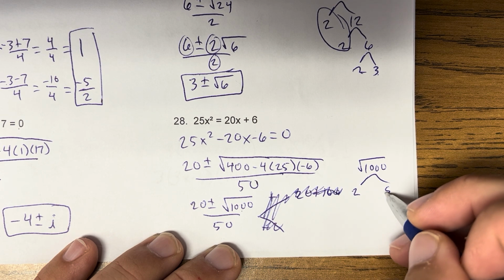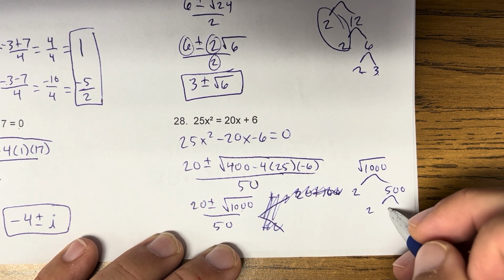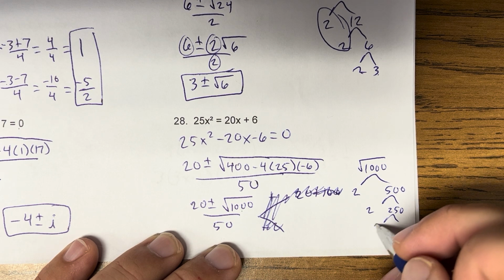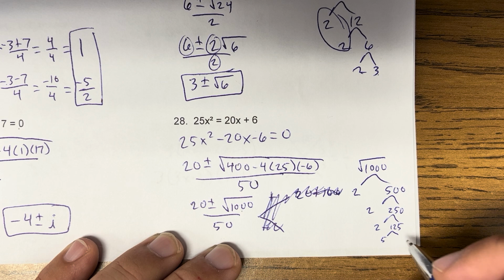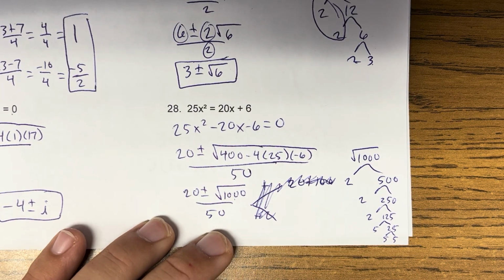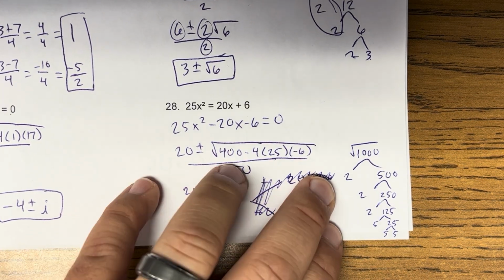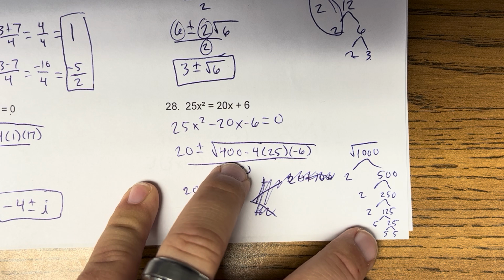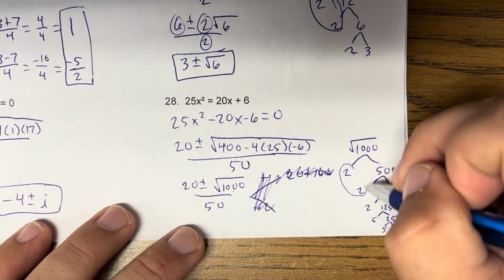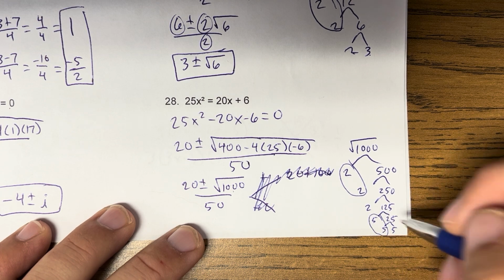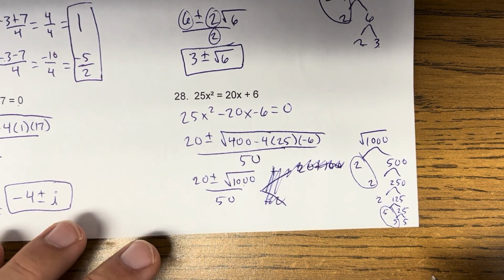So that's gonna be 2 and 500, 2 and 250, 2 and 125. This would be 5 and 25, which would be 5 and 5. And if we want to, we can verify 2 times 2 times 2 times 5 times 5 times 5 does equal 1,000. We're good. And so it's a pair of 2s right there, a pair of 5s right there, and then we have the 5 and 2 left over.